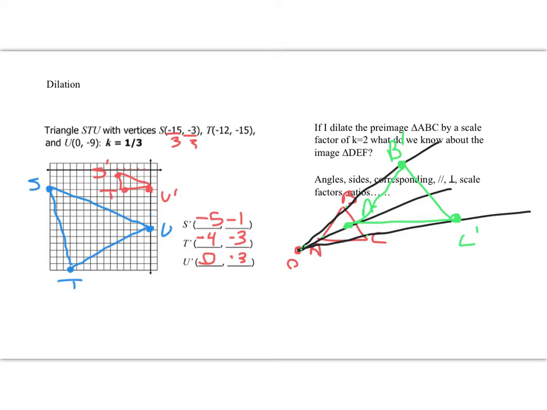So what do we know about this? We know that all the angles are the same. All the sides have been multiplied by 2. Corresponding angles are equal, and this side is parallel to this side. All the corresponding sides are parallel. They all have the same scale factor. That's it. You just want to know what things they have in common.